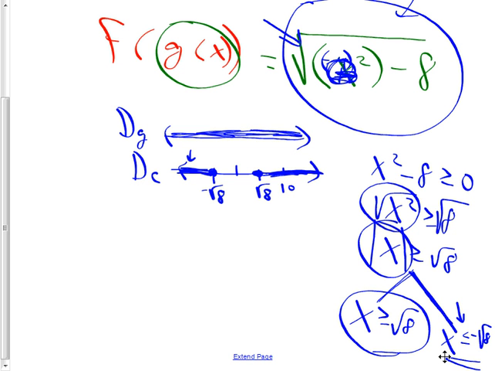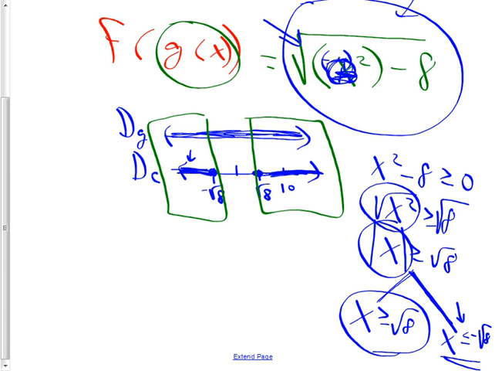Okay, so that's the hard part. Now, you know how to do the overlap thing. That's where they overlap. Negative infinity up into negative square root of 8, bracket, union with square root of 8 to infinity.